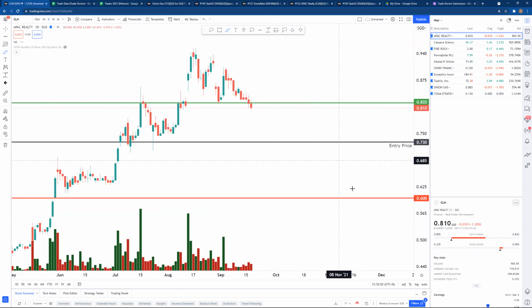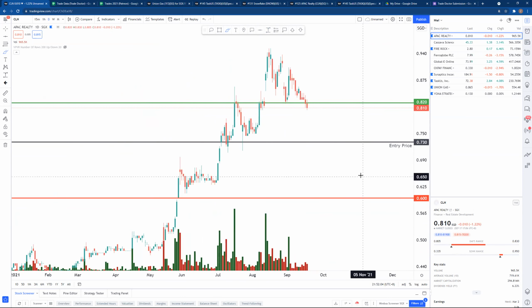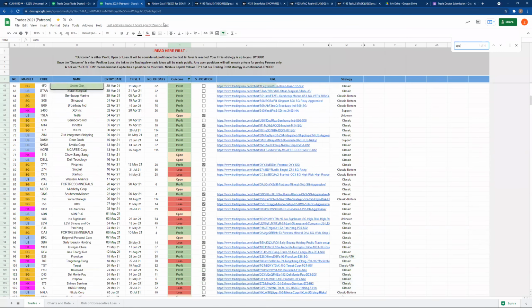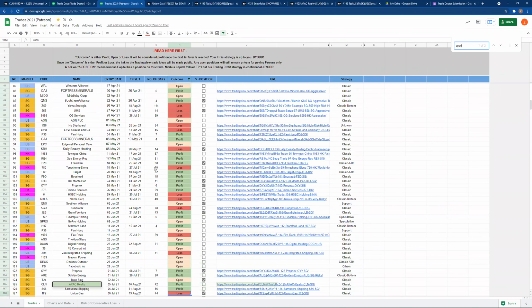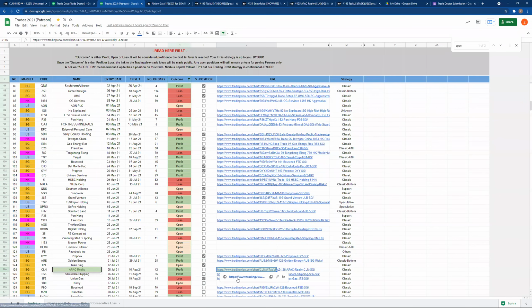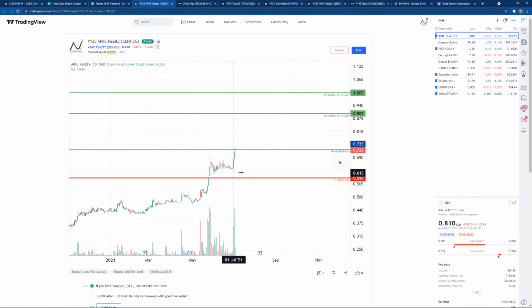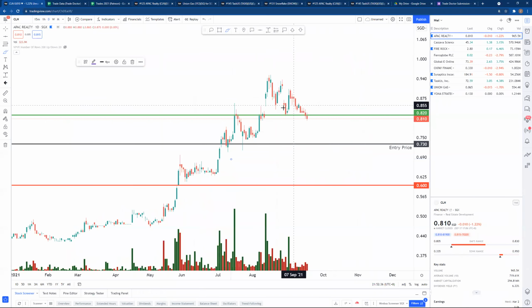And among all his trades, what I would consider close to showing a form of system is APAC Realty. But even then, this APAC Realty is a Patreon trade, a Patreon entry. Let's look at which trade it is. This one should be it. Yes, it is at 0.725. It is on 5th of July.